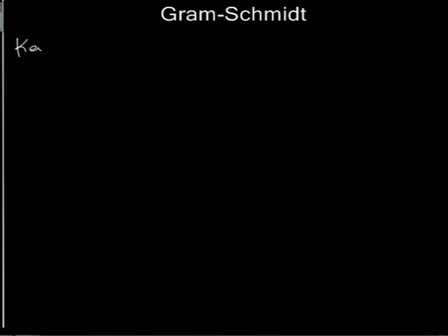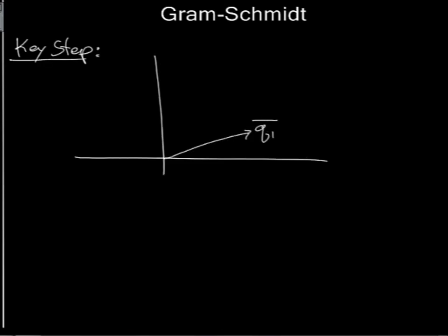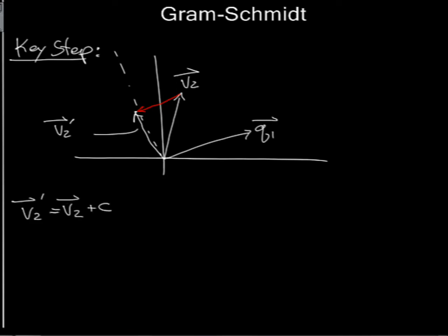So that in a nutshell is Gram-Schmidt, but how do you actually do it? Well, here's the key step. I'll go back to the picture I had before. Let's suppose we've found a single unit vector q1, and I have some other arbitrary vector v2. How do I compute this projection in order to make it perpendicular to q1? Well, let's see. This v2 prime is supposed to be v2 plus some constant times q1. And you just have to tell me what this constant is. So the condition that it's supposed to satisfy is that this v2 prime is supposed to be perpendicular to q1. So let's write that condition down.